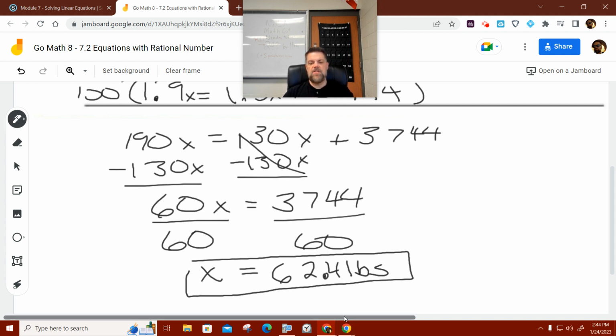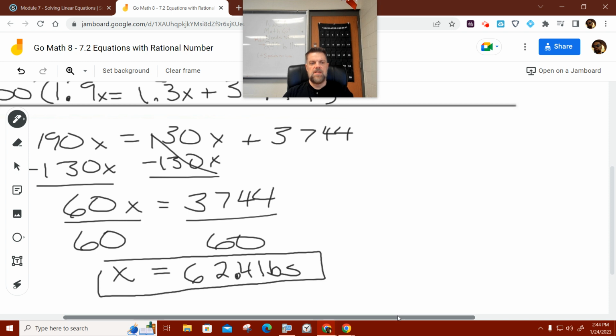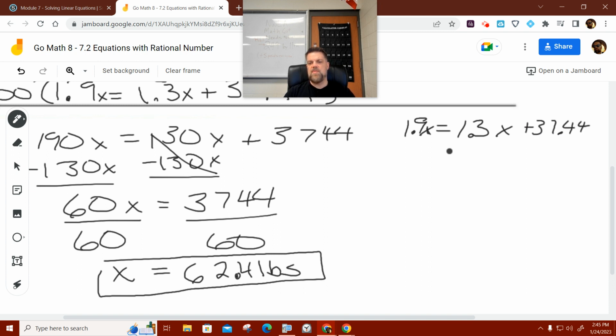Now, what I'm going to do is slide over here, and I'm going to do the exact same problem, but without multiplying by 100. So if I say 1.9x equals 1.3x plus 37.44, the math is basically the same. I'm going to subtract 1.3x from both sides. This becomes 0.6x is equal to 37.44. Divide both sides by 0.6.